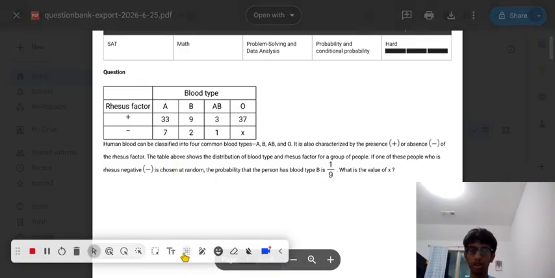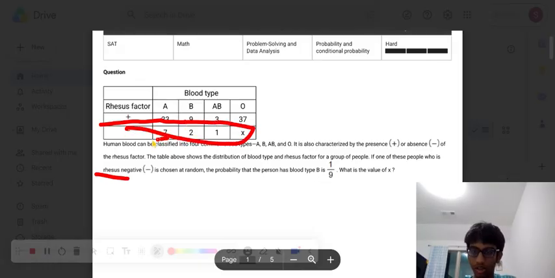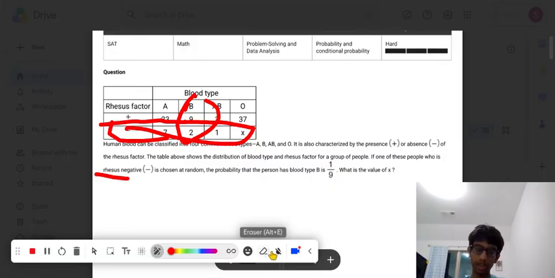Okay, so what is it? What do we know? We know that we're selecting out of rhesus negative, right? So only this column right here is being chosen. And we know that the probability of choosing blood type B is 1 over 9, right? So what does that mean? What do we know about this then?